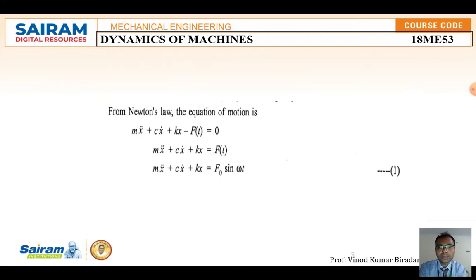Now according to Newton's second law, inertia force is equal to external forces. So here I have taken m x double dot plus c x dot plus kx on one side, and the external force F of t on the right-hand side. So m x double dot plus c x dot plus kx is equal to F of t, but we know that F of t is the harmonic force, which is equal to F naught sin omega t. I give this equation number 1.